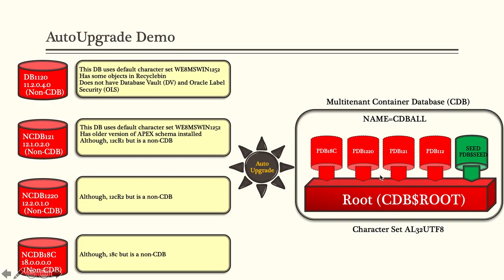What is the idea? As I said, I'm going to do an upgrade of an 11.2.0.4 database. There are certain problems that I deliberately created. So my 11.2.0.4 database uses a character set which is Western European, MS Win 1252. Then I have certain objects lying in my recycle bin. Generally, we don't keep it, but I kept it just because I want to see if auto upgrade can do the recycle bin cleanup as part of the upgrade activity.